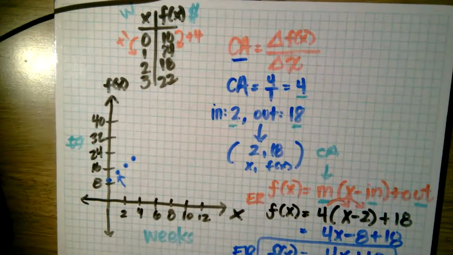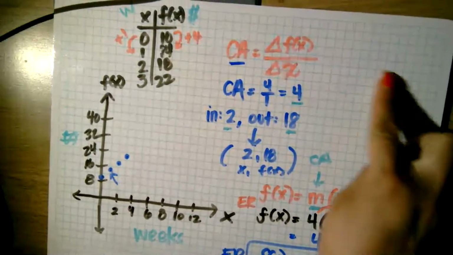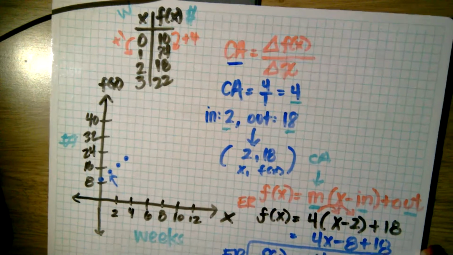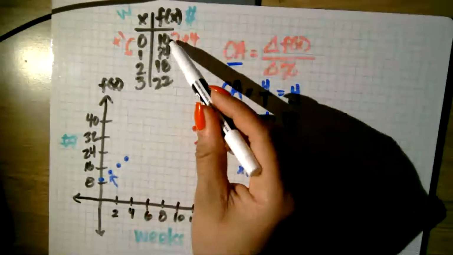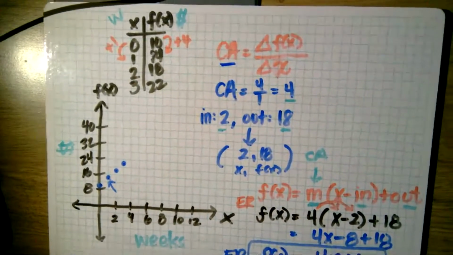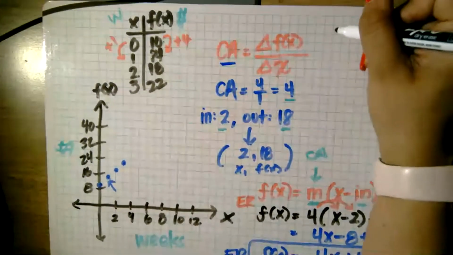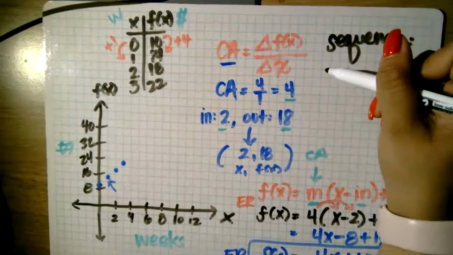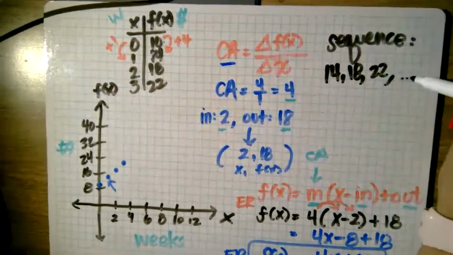Okay. So now I'm going to go ahead and build my sequence right here. What is the definition of a sequence? The sequence is an ordered list of the function's outputs. So here are my outputs. And normally our sequence wants to begin with f of 1. So that means I don't start with 10, I start with 14. So I'm going to do my sequence here. And my sequence is the following: 14, 18, 22, dot, dot, dot.